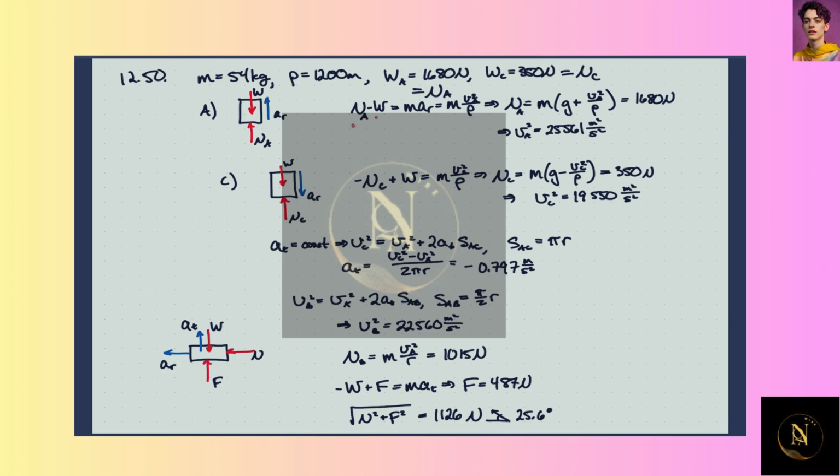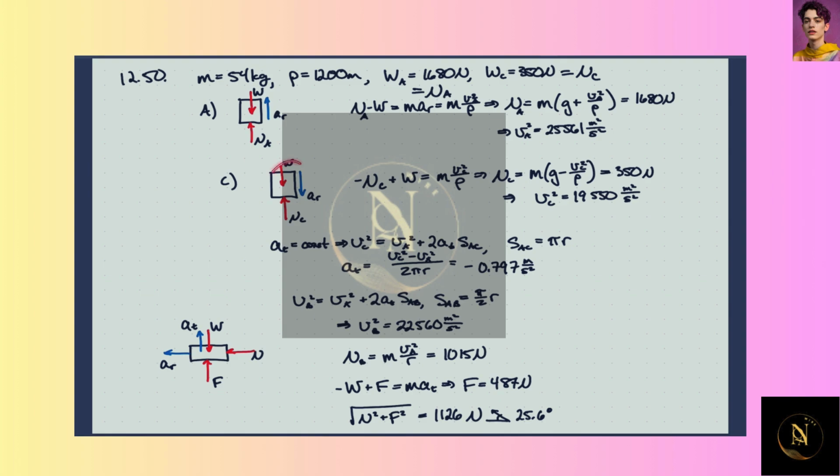So we get NA minus W equals m v_A squared over rho. So N equals this, and we know that that is 1,680 newtons, so we can solve for v squared. And v_A squared works out to be about 25,561 meters squared per second squared. Now we can obviously take the square root to figure out what v was, but it turns out we just need v squared later on, so we'll leave it as that.